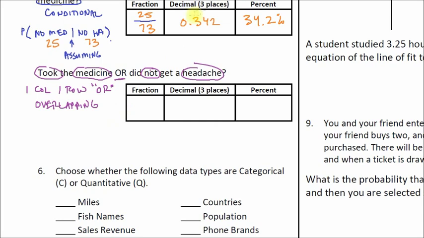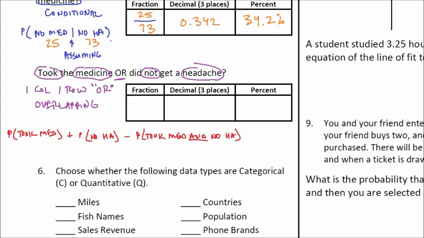So remember how we do this probability. We're going to find the probability that they took the medicine, and we're going to add to that the probability that they had no headache. I'll just put no headache, HA. And then we're going to subtract the probability that they took medicine and no headache. So in this case, remember, we're going to subtract the overlap because we're counting those twice.